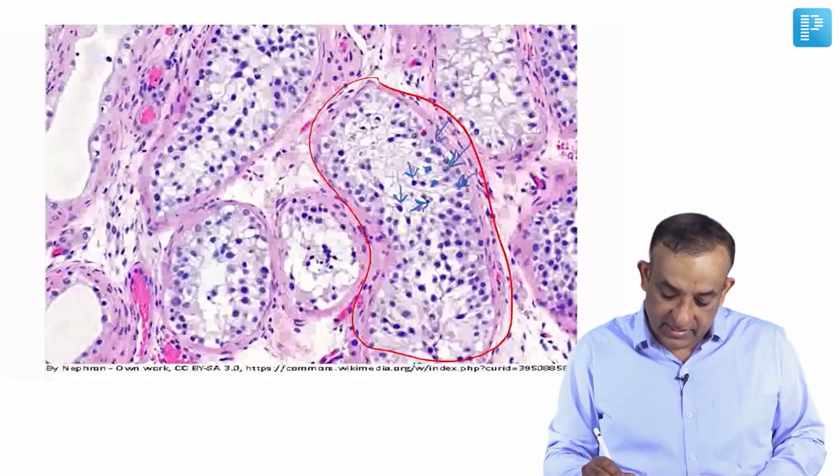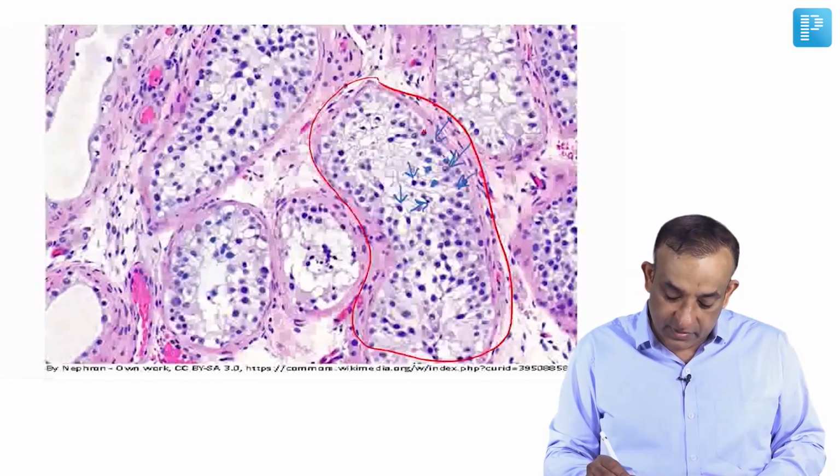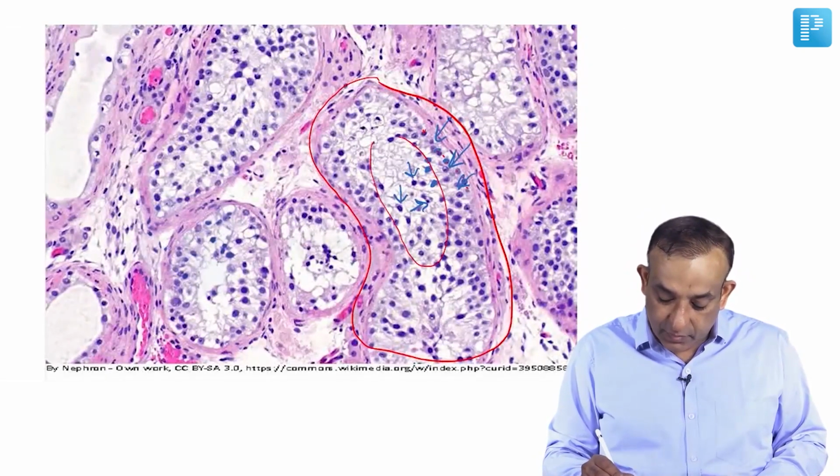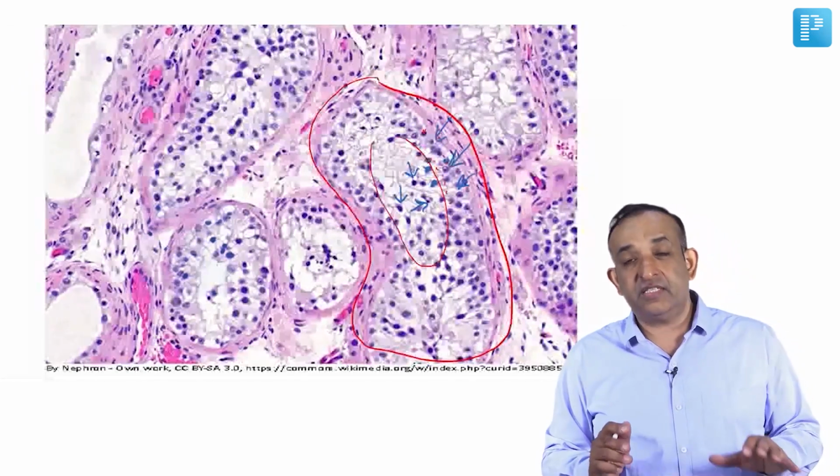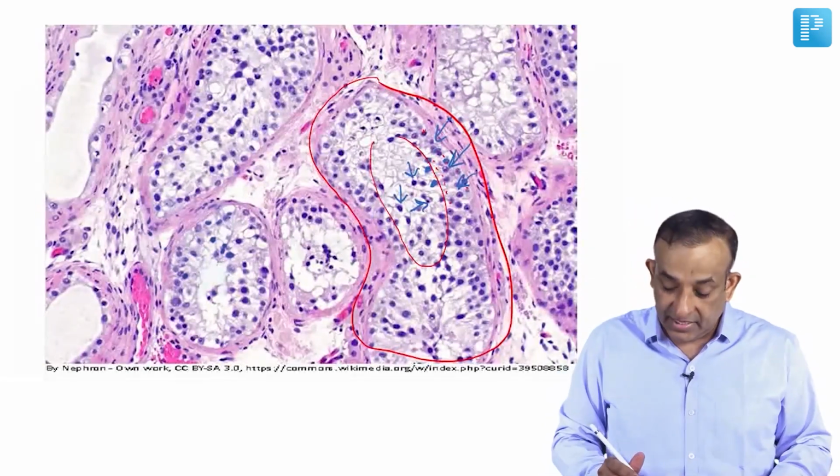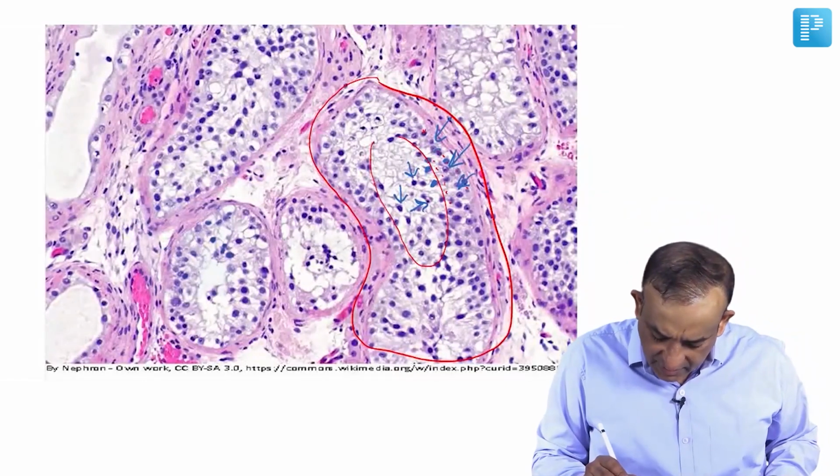adluminal Sertoli cells. Adluminal means next to the lumen. See, this is the lumen. So the ones which are near the lumen, these Sertoli cells are making the secondary spermatocyte, and then in the lumen, I have marked with these blue arrows.